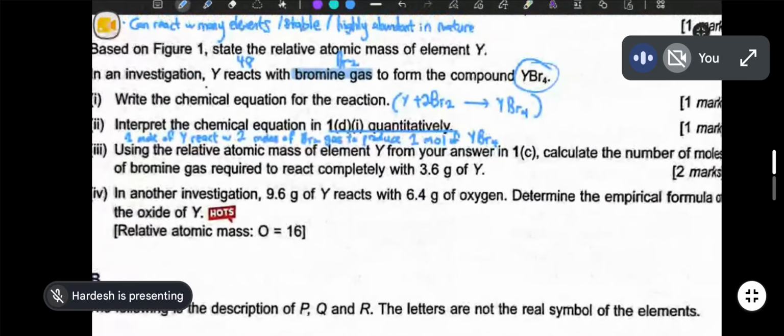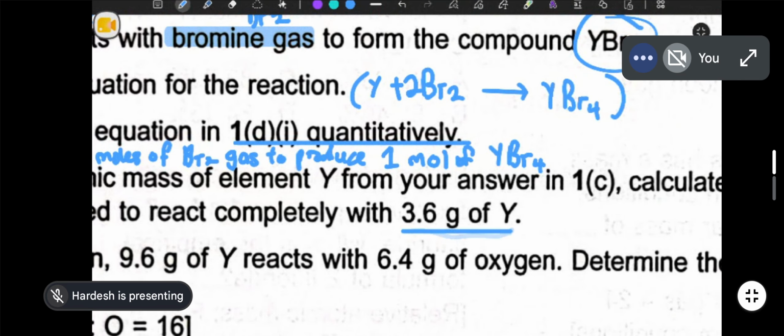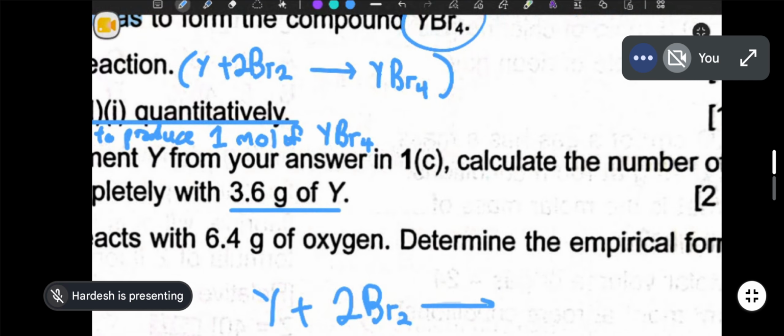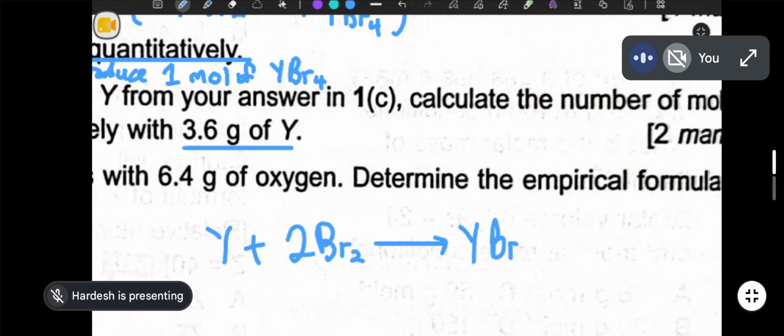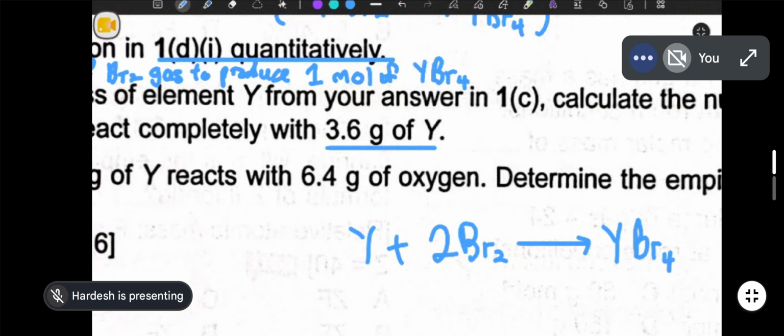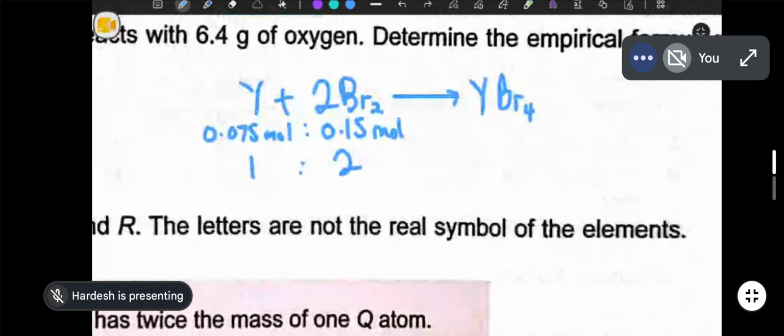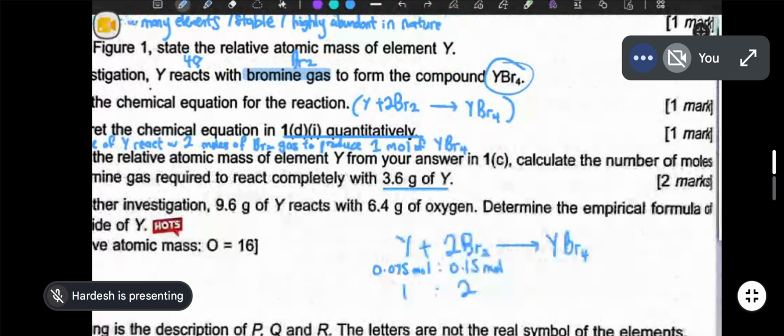Calculate the number of moles of bromine gas required to react completely with this. So what do you do? Look at the equation one more time. What we're going to look at now is mole and mole ratio, which I taught you guys. First of all, Y is 3.6 divided by 48. What do you get? You will get 0.075 mole. Your mole ratio is 1 to 2. So if here is 0.075, here will be 0.15 mole of bromine gas. Can you understand?